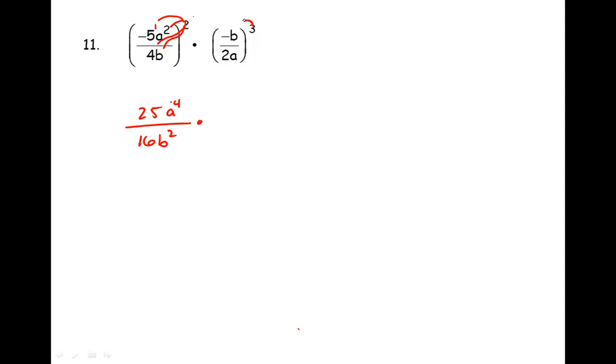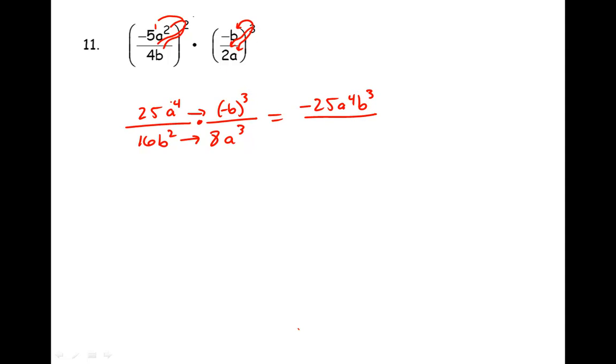Now on the second term, I need to distribute in a 3 to the exponents. So I get negative b cubed over 2 cubed, which is 8, a cubed. So I did my power to a power rule. Now I go ahead and just multiply straight across. 25 a to the 4th times negative b to the 3rd is negative 25 a to the 4th b to the 3rd.